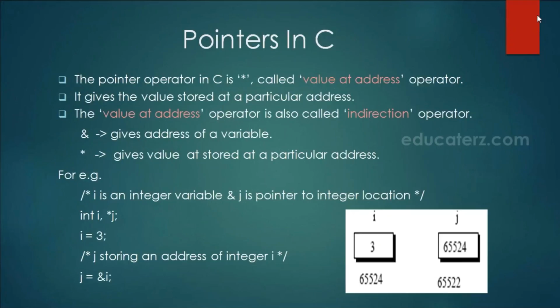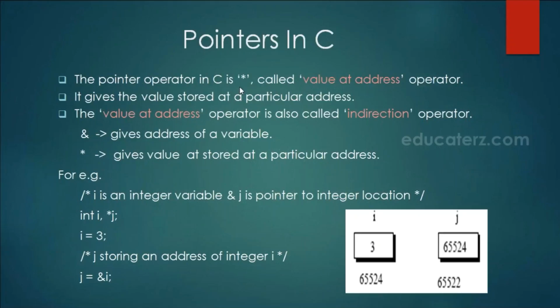Now, what is a pointer? The pointer operator in C is denoted by star, which is called the value at address operator. It gives the value stored at a particular address. The value at address operator is also called the indirect operator. Here we have ampersand, which gives the address of a variable, whereas star gives the value stored at a particular address.